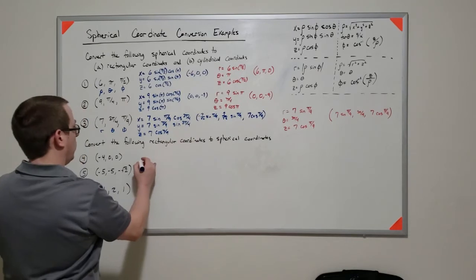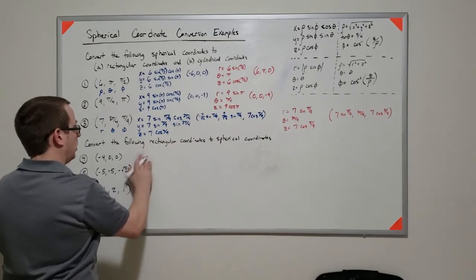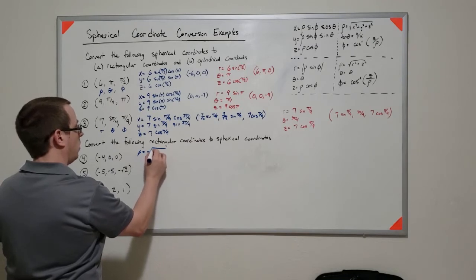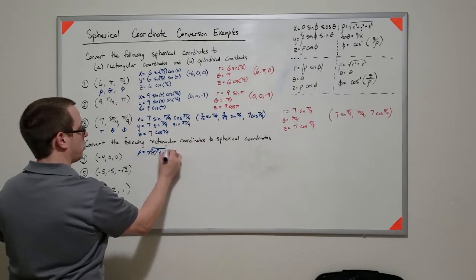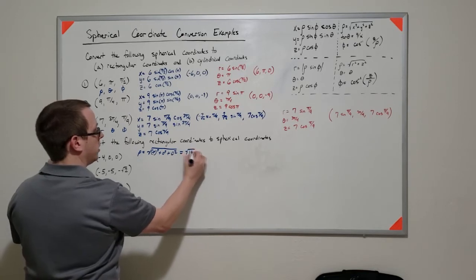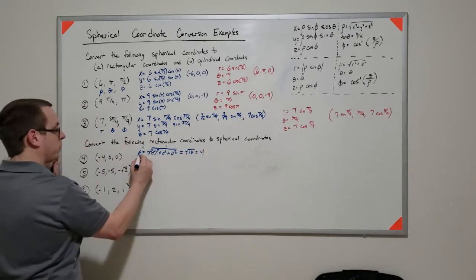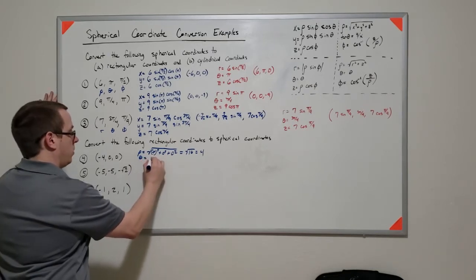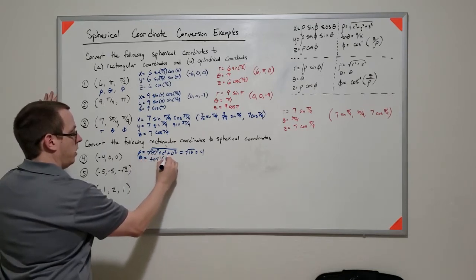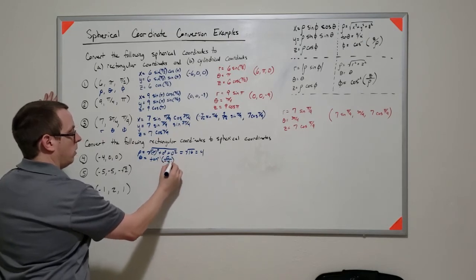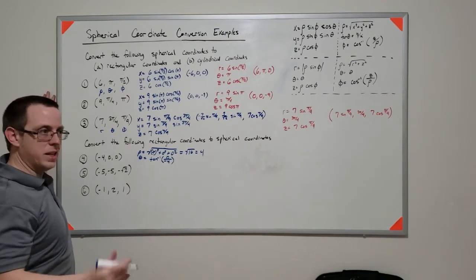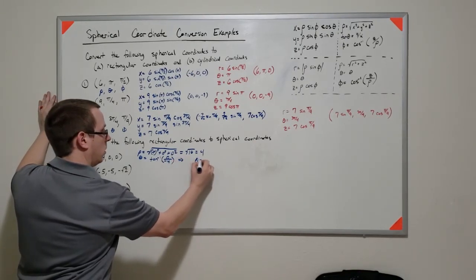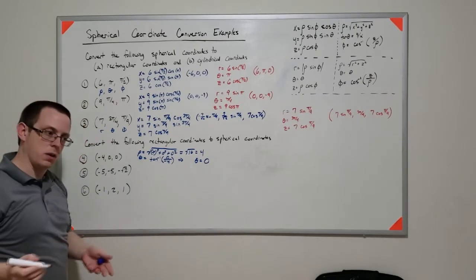But let's calculate it out and see if we can get the same information from that intuition. So again, rho is the square root of negative 4 squared plus 0 squared plus 0 squared, which is square root of 16, which is 4. And then theta, we're going to just go ahead and say the arc tangent of 0 over negative 4. Well, tangent of 0 is 0, so that tells me that theta is 0.